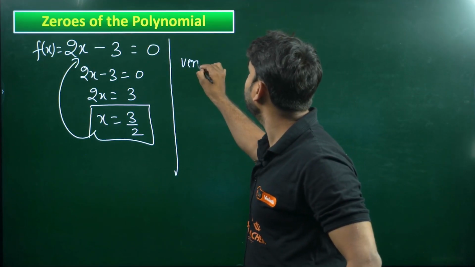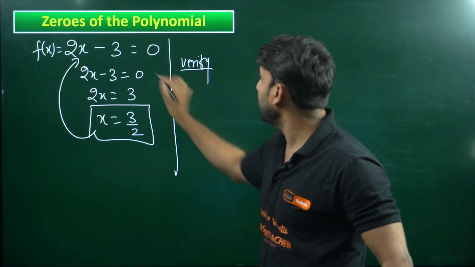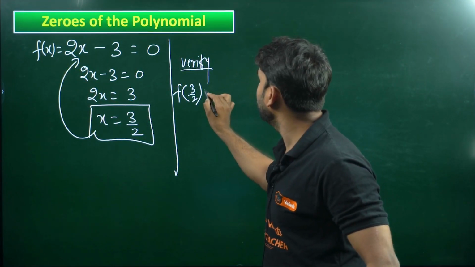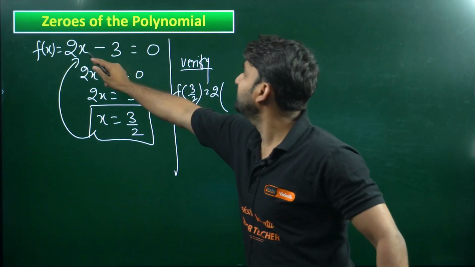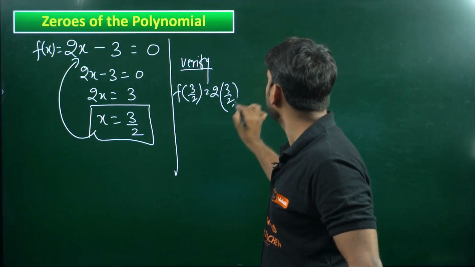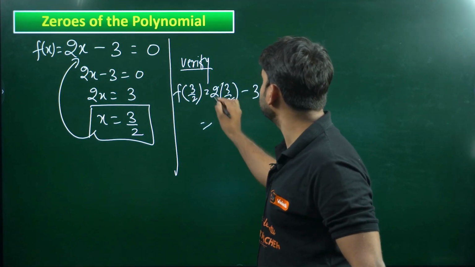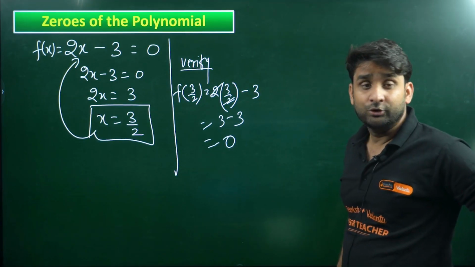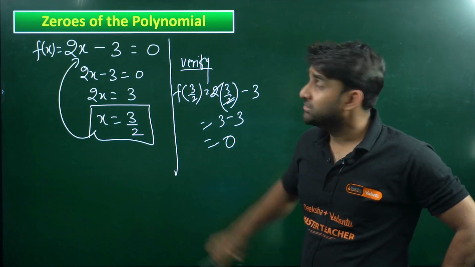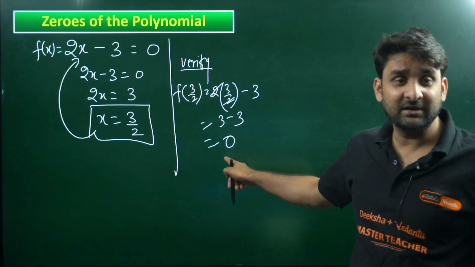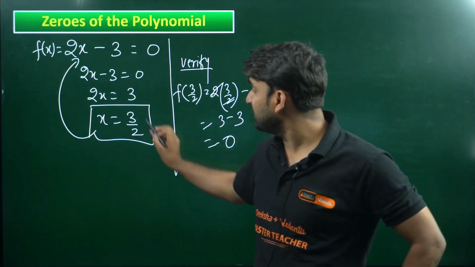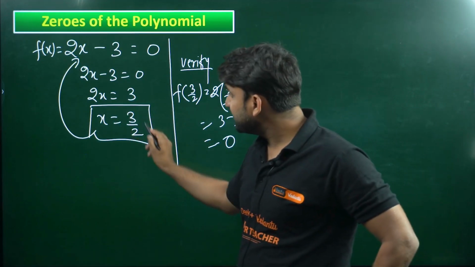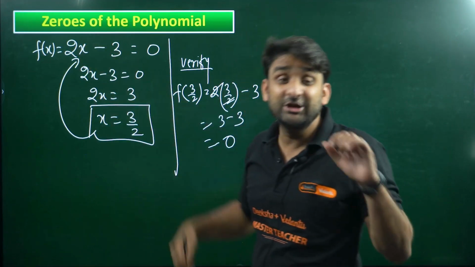If we verify by putting 3 by 2 at the place of x, so 2 into 3 by 2 minus 3. This 2 cancels, 3 minus 3, and the result is 0. So at x equals 3 by 2, this equation is giving you result 0. It means that this x equal to 3 by 2 is called the zero of the polynomial.